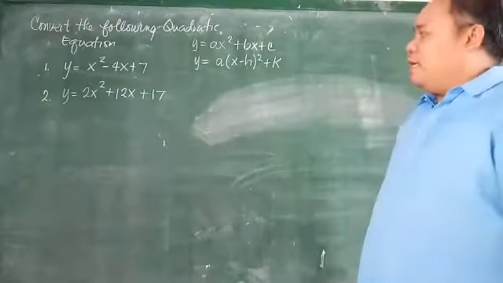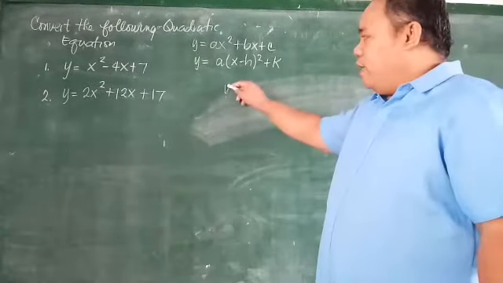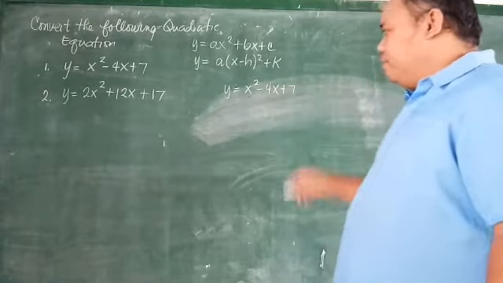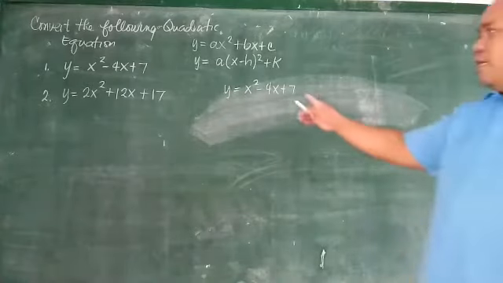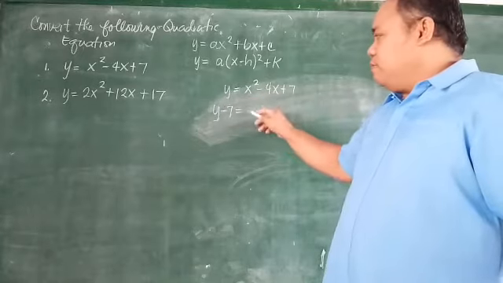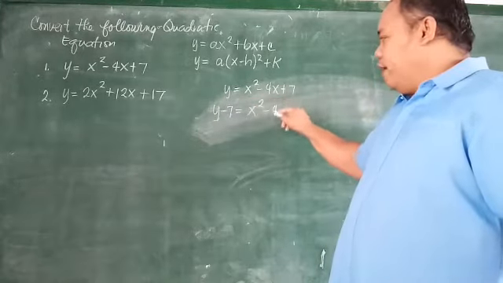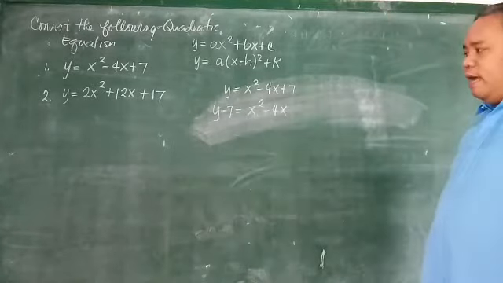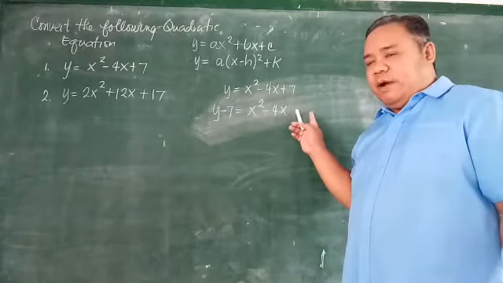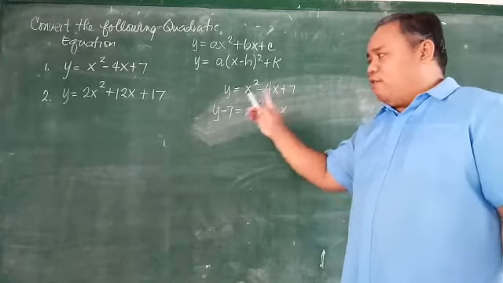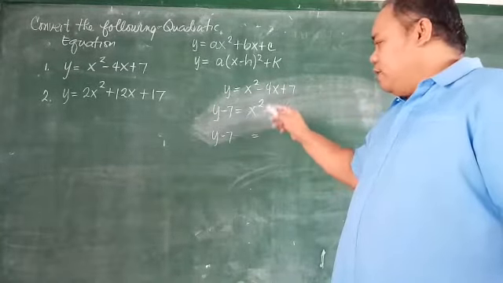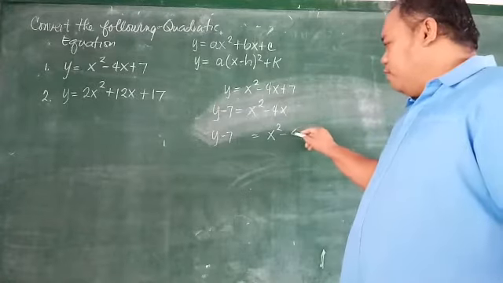So let's review. Let's say our equation in number 1 is y equals x squared minus 4x plus 7. First thing to do is to transpose 7 to y. So it's y minus 7 equals x squared minus 4x. Now, we are going to complete the square in this part, and whatever we add in this part should be added on the other side. So this is y minus 7, and this is x squared minus 4x.